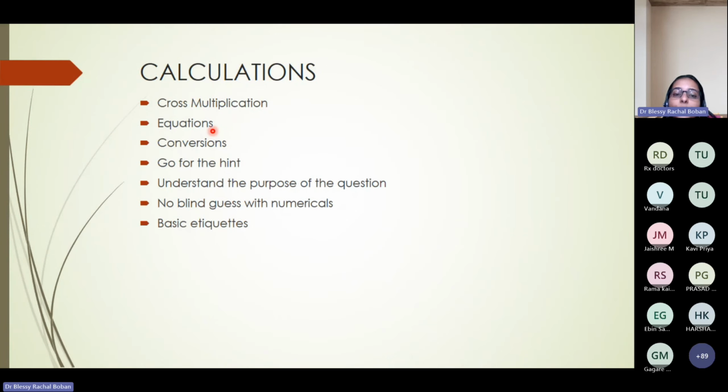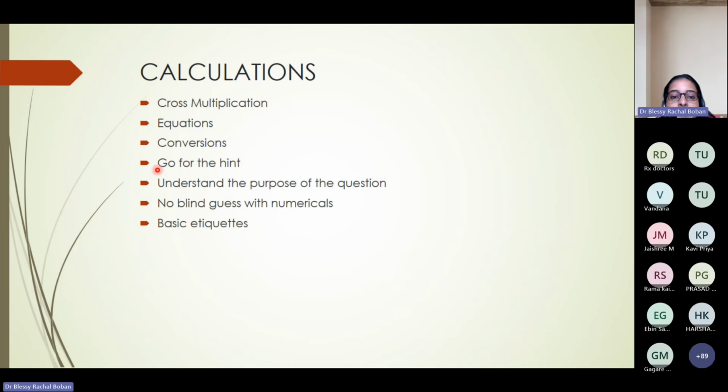Then come a few equations. Even if you don't recollect equations, there are many questions where you can directly apply cross multiplication. You cannot ignore cross multiplications. Conversions, you must know: 1 grain, how many mg; 1 teaspoon, how many ml; 1 pint, how many ml; 1 cc, how many ml; 1 quart, how many ml. Such conversions you must know. 1 kg, how many pounds, because some questions need pound and kg conversions.